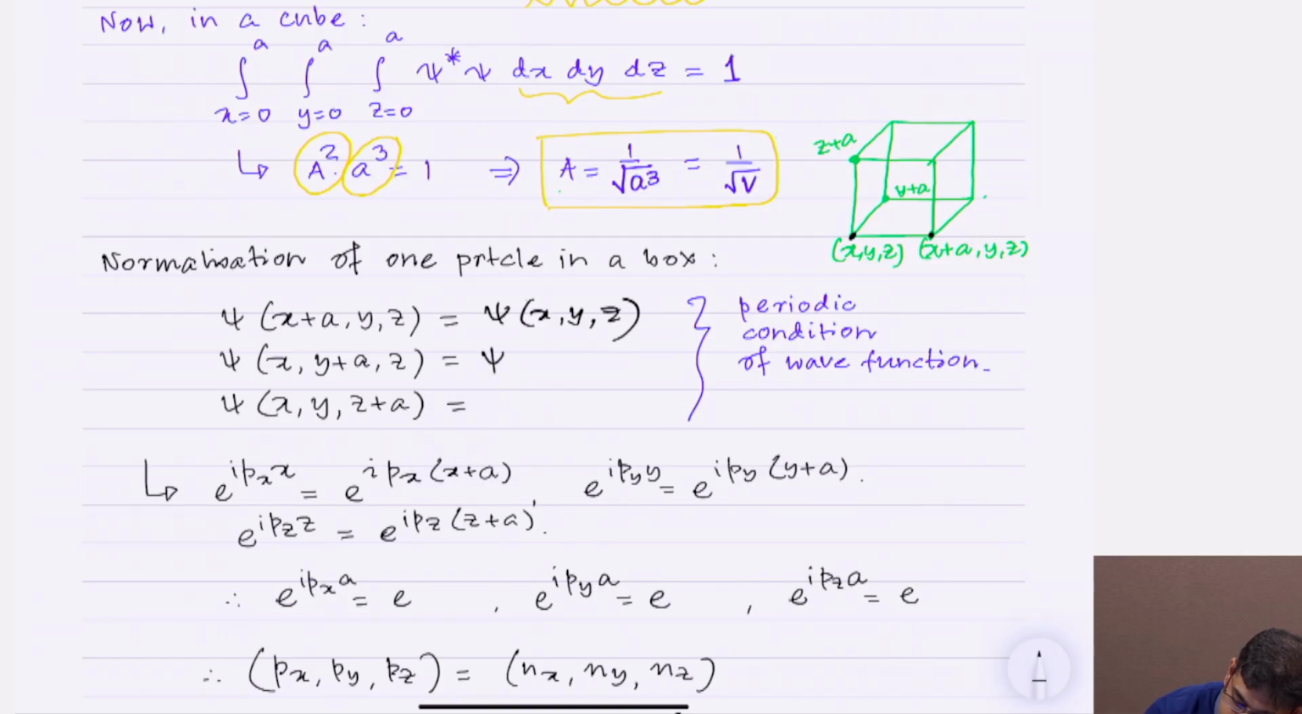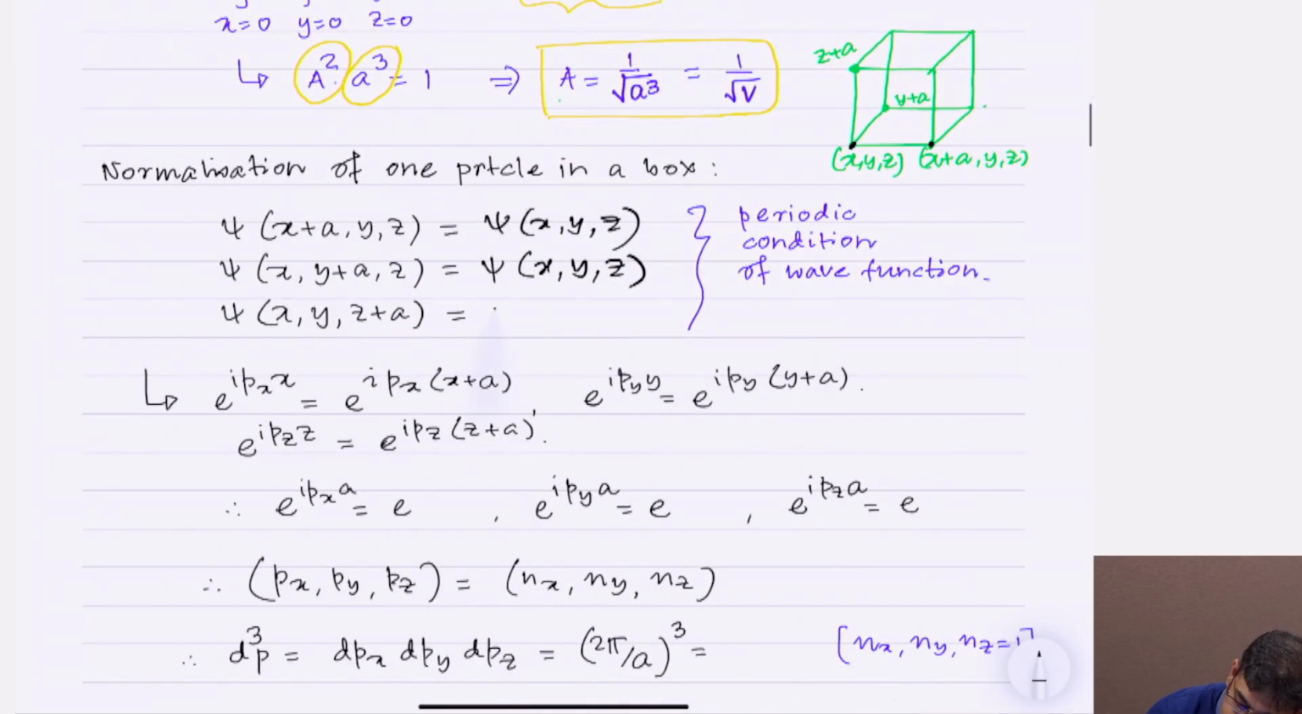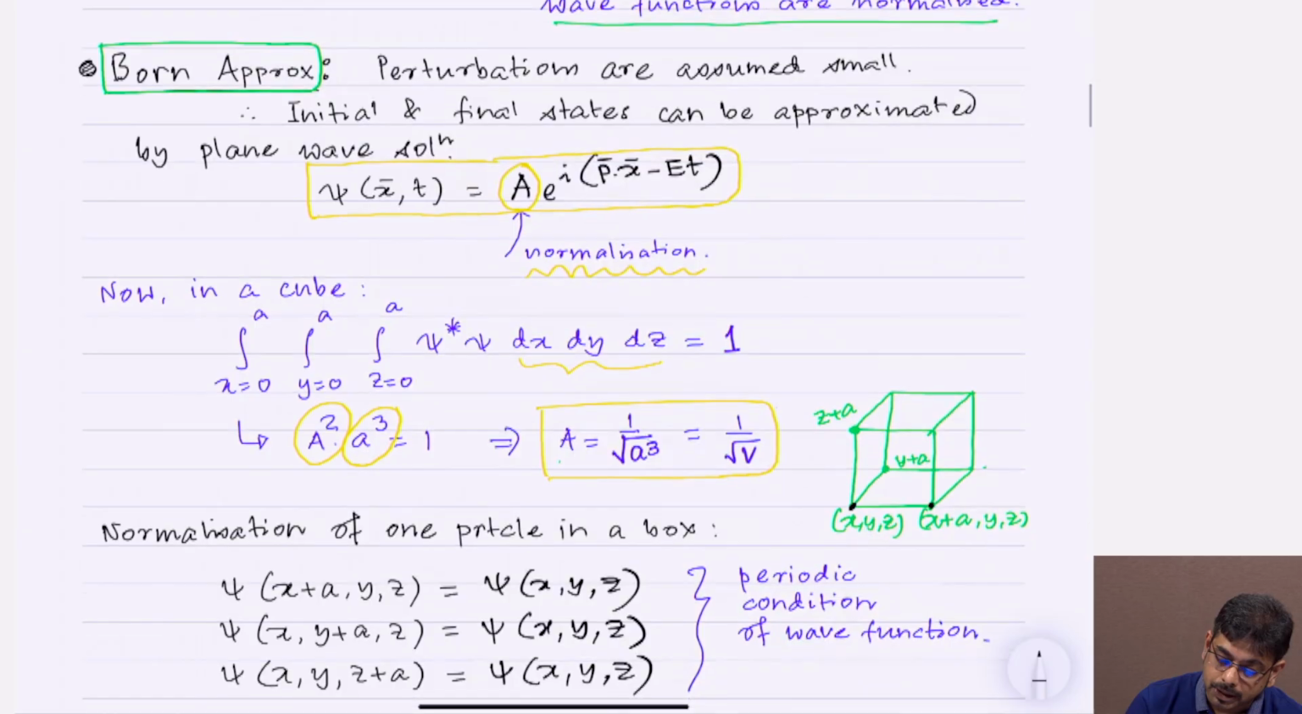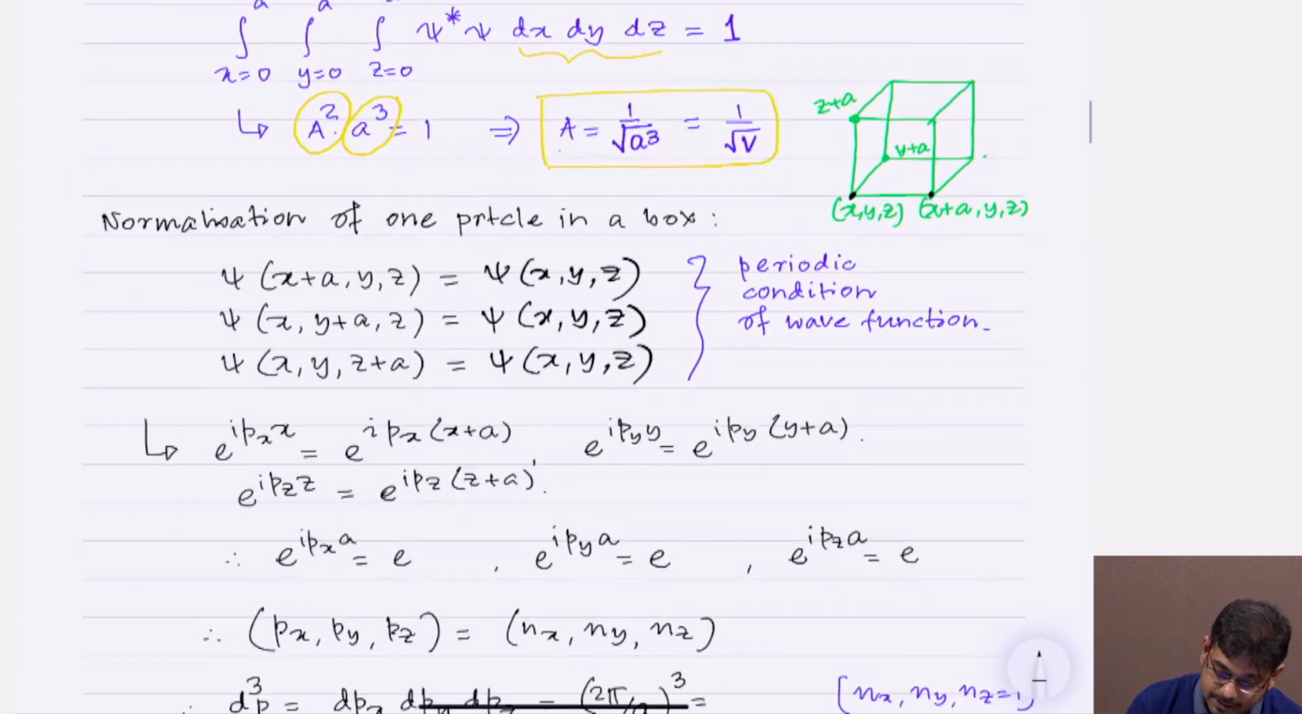So, I can also say psi of x, y plus a, z must be equal to psi of x, y, z, and similarly psi of x, y, z plus a will be equal to psi of x, y, z. This is what we call the periodic condition on the wave function. Now, what does it imply? It basically says that because the wave function we have assumed, using the Born approximation, has a form like e to the power i (p dot x minus E t).